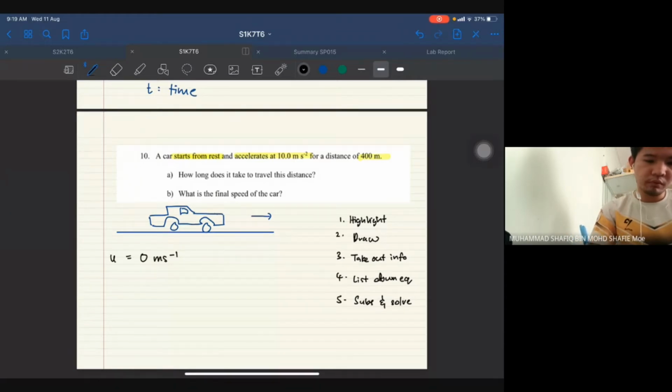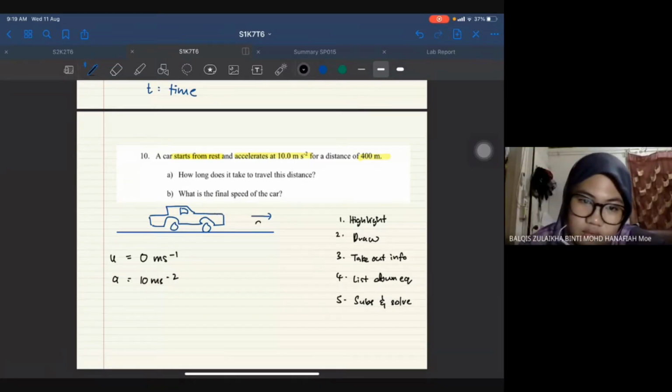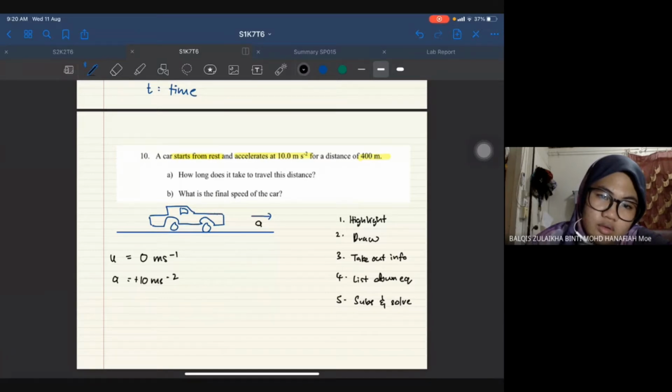Okay, and then dia kata accelerates at 10 meter per second square. So that means A is 10 meter per second square. Okay, based on your drawing, A kamu ke mana? To the right. So A is this one, which is 10. So A tu positif ke negatif? A positif. Sebab apa positif? Sebab dia to the right. Yes, good. Okay, for a distance of 400 meter.